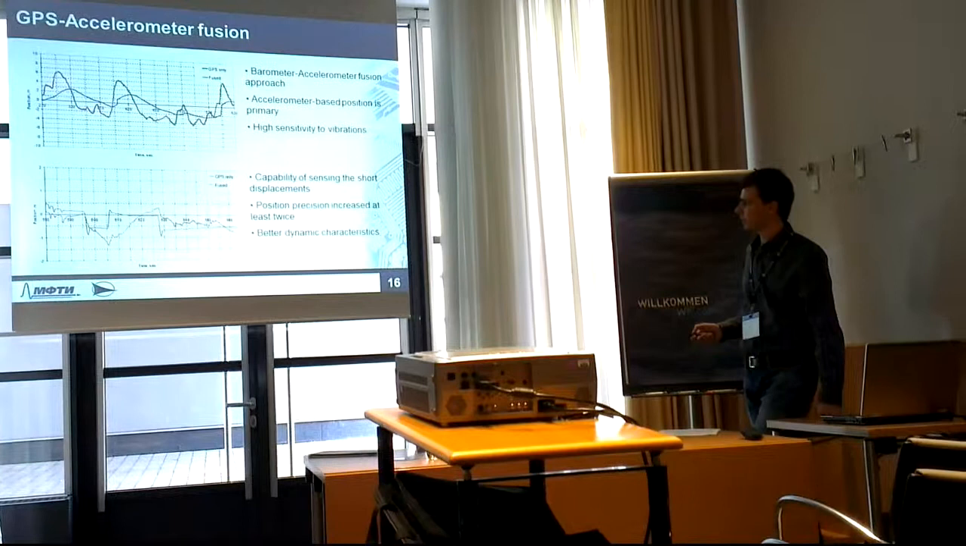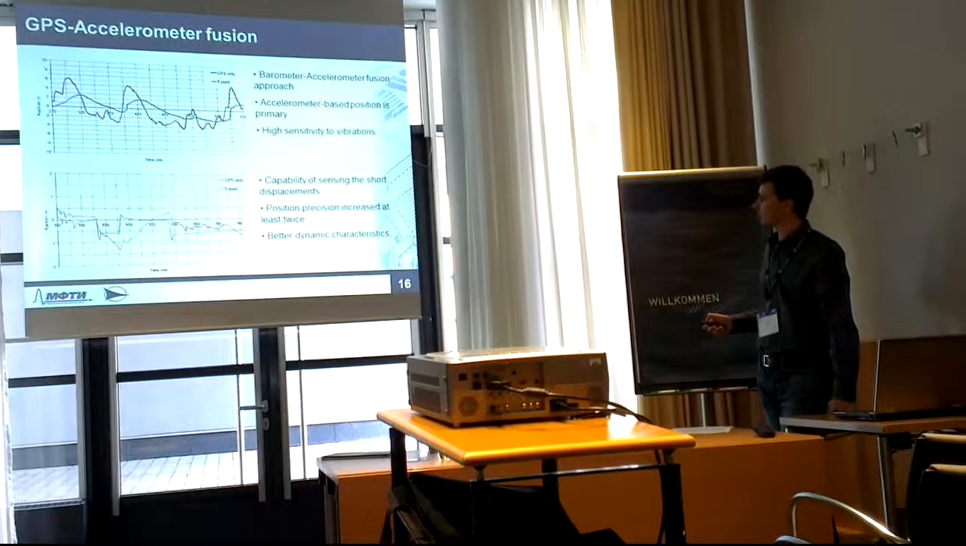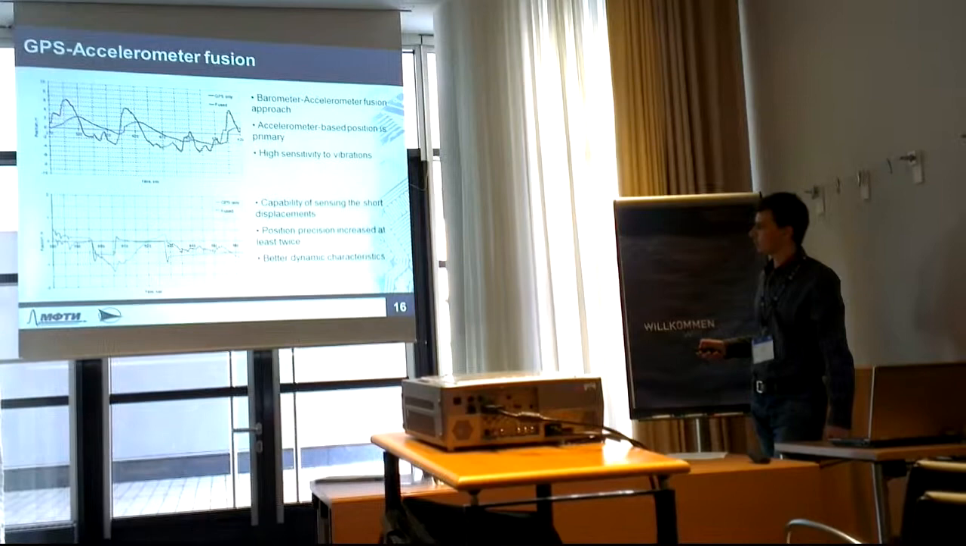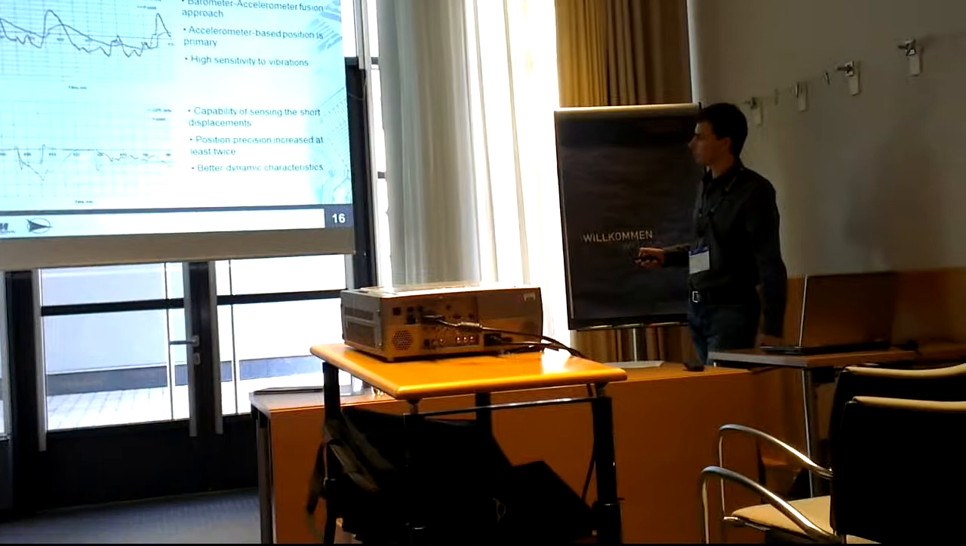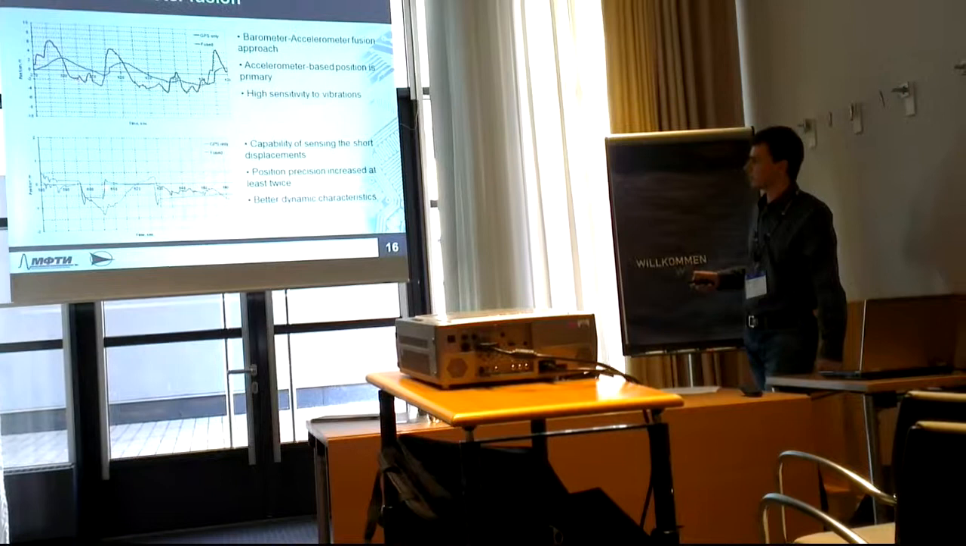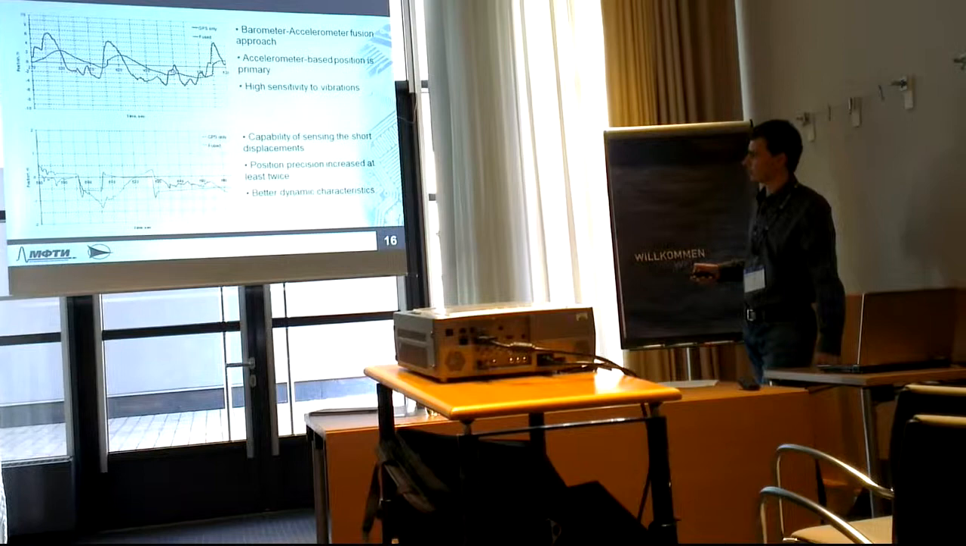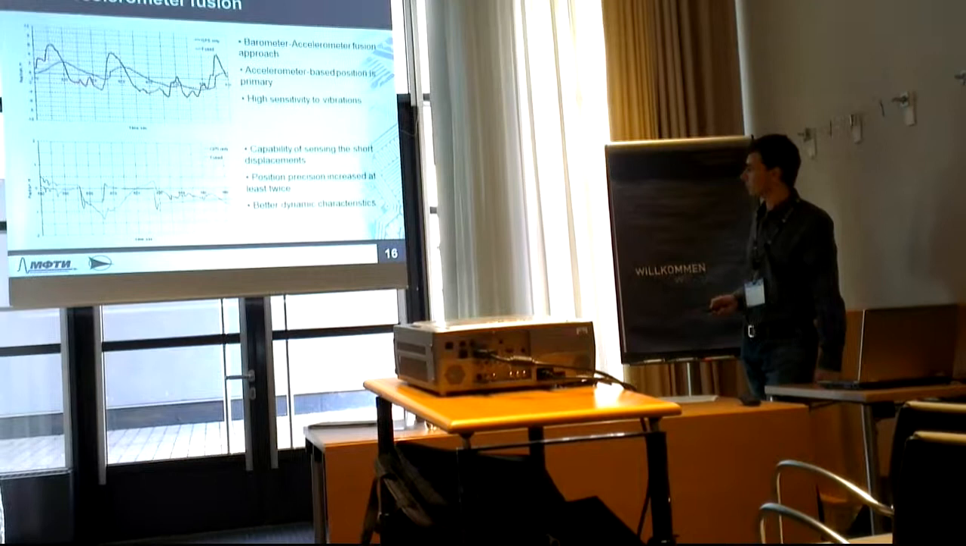And also a big advantage is that we can sense very short displacements. For GPS it was impossible to sense a displacement shorter than 2-3 meters, and with the accelerometer it's possible to sense even 1 meter displacement. You can see it here on this graph. The red line corresponds to the GPS signal, and it didn't sense the displacement which was detected by the accelerometer. So it showed displacement of plus minus around 1 meter. Therefore we achieved better dynamic characteristics.